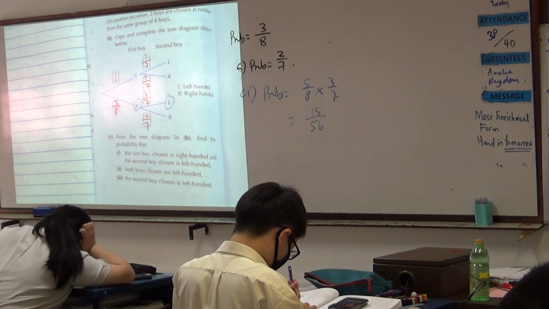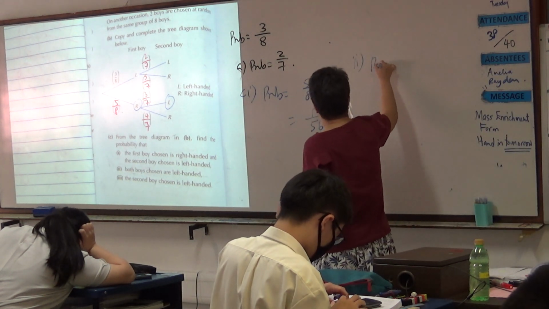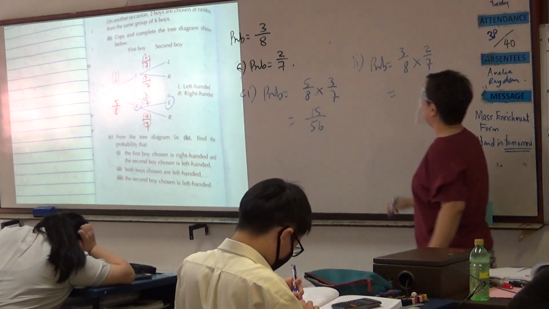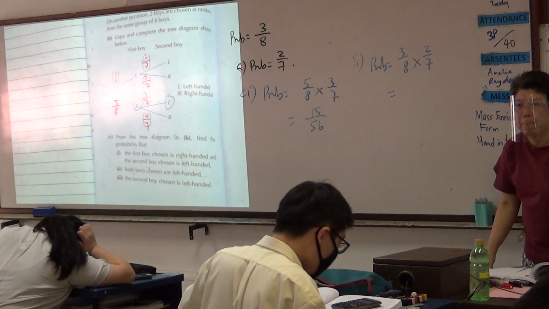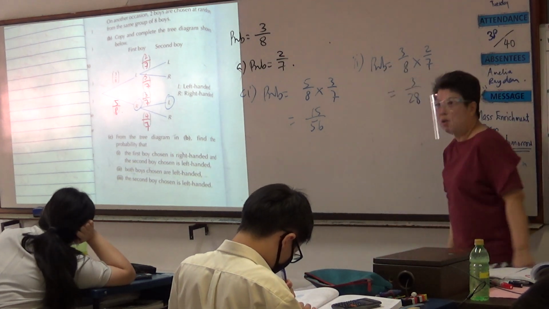Both boys are left-handed. Both are left-handed, so it must be 3 over 8 times 2 over 7. Right? Correct. What's the answer? 3 over 28.